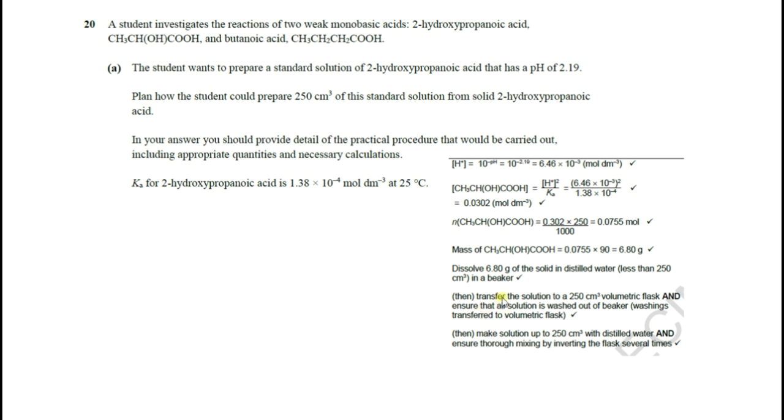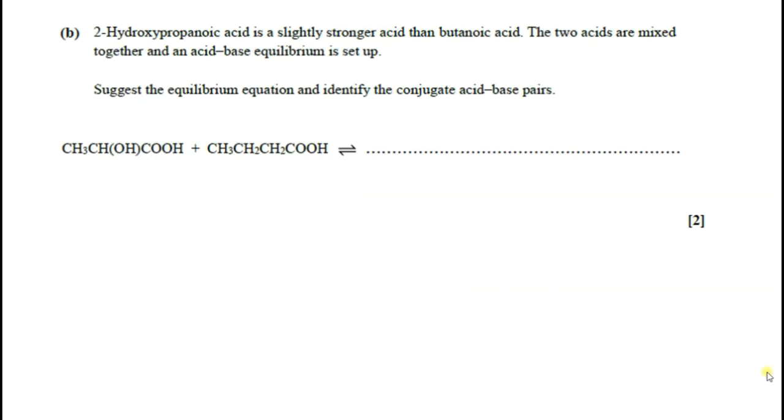Transfer everything into the standard flask using a funnel. Make the solution up to 250 with distilled water, and holding the flask upside down, thoroughly mix it several times. That gives you this pH solution, the standard solution. Okay, pause if you want to have a good look at it.